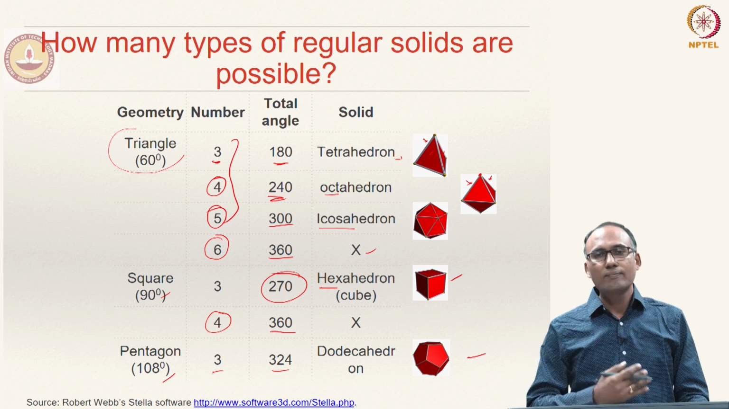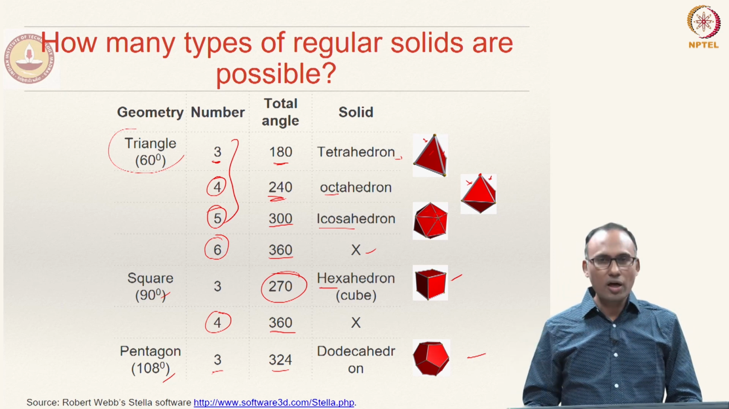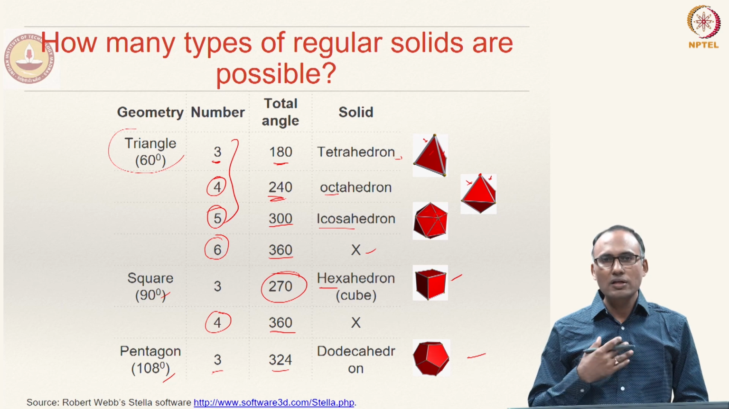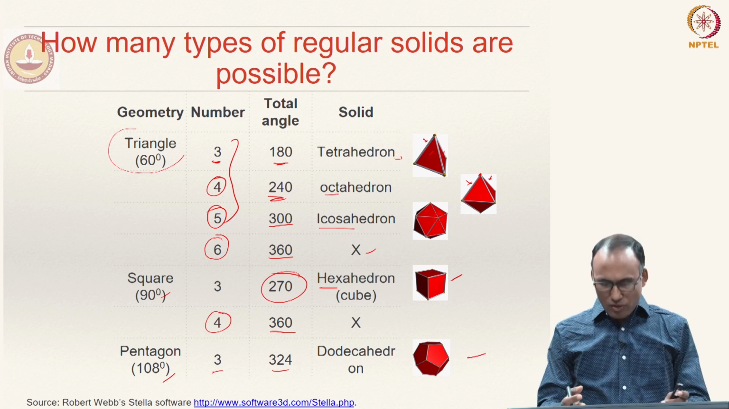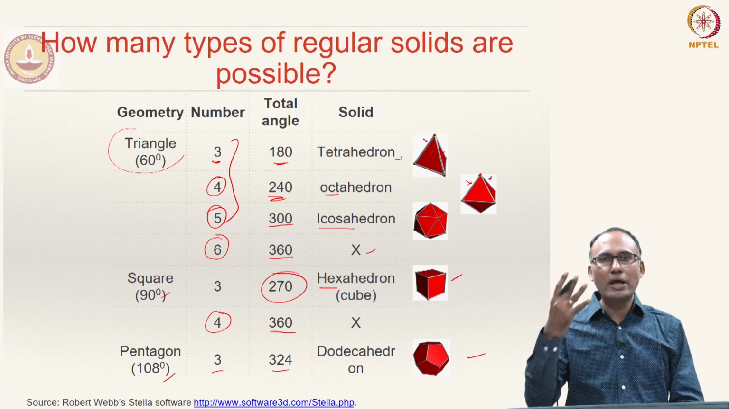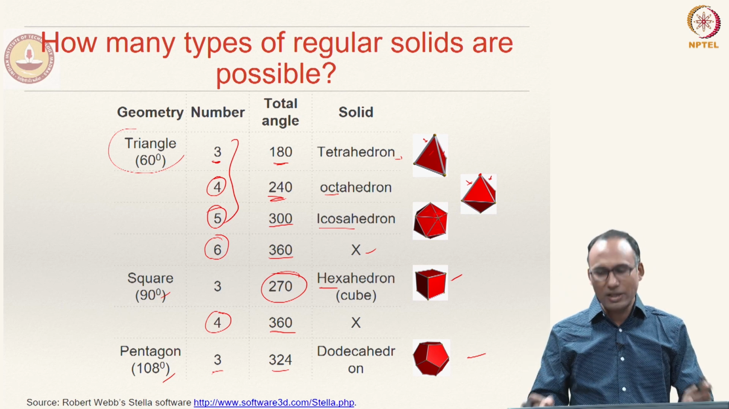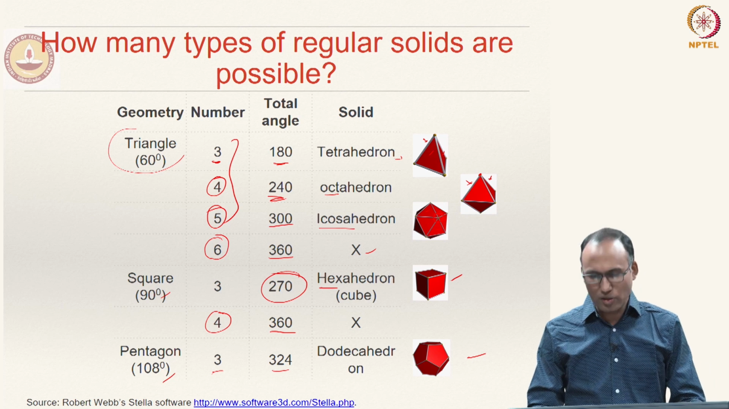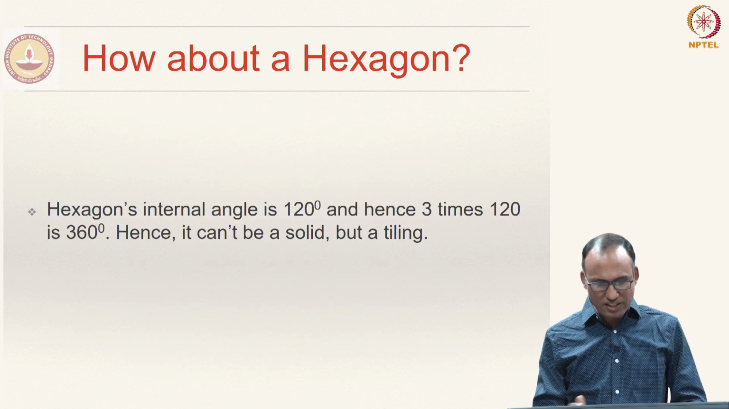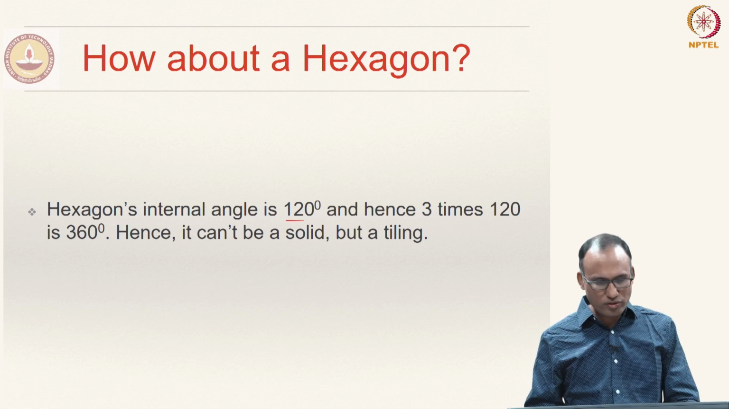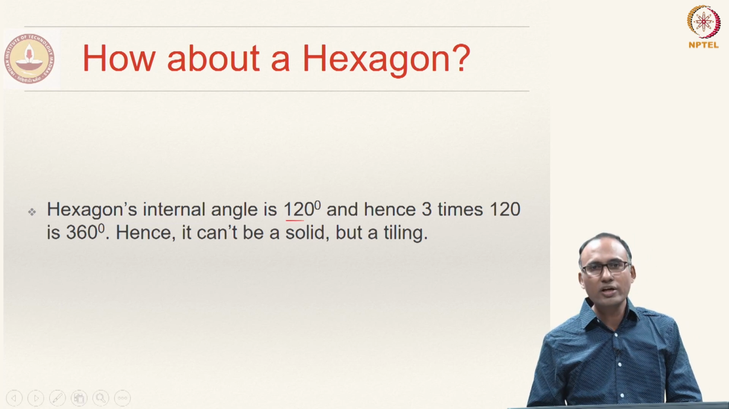So, any other higher polygon will not give you the total included angle less than 360, and hence we can clearly see that there are only 5 types of regular solids that are possible and these 5 solids are called Platonic solids. So, how about hexagon? As I have mentioned, hexagon's internal angle is 120 and hence 3 times 120 is 360, hence it cannot be a solid but a tiling.